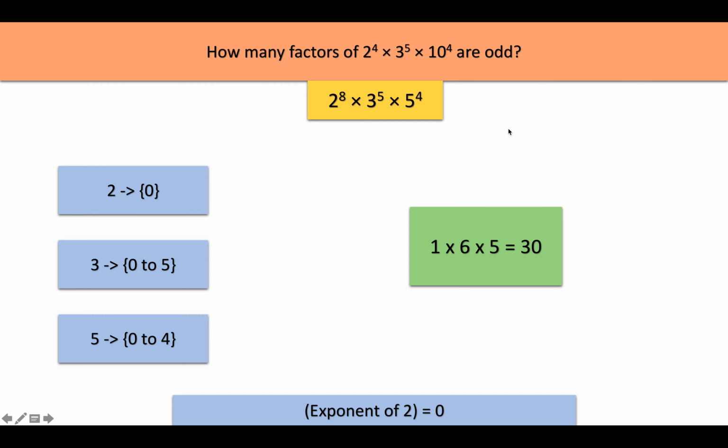Let's actually look at one more interesting thing. So how many factors does this number have in total? It will be 9 multiplied by 6 multiplied by 5, right? In this prime factorization, we'll multiply the number of options. So 9 multiplied by 6 is 54, 54 multiplied by 5 is 270, right?